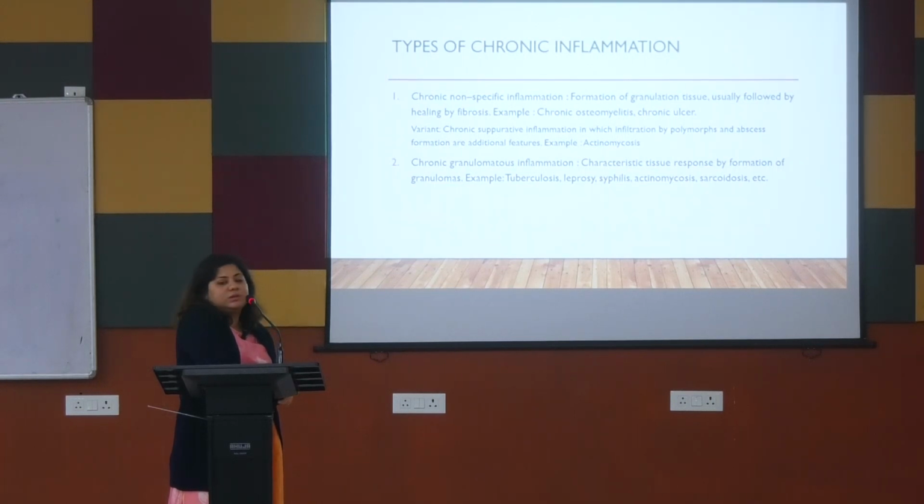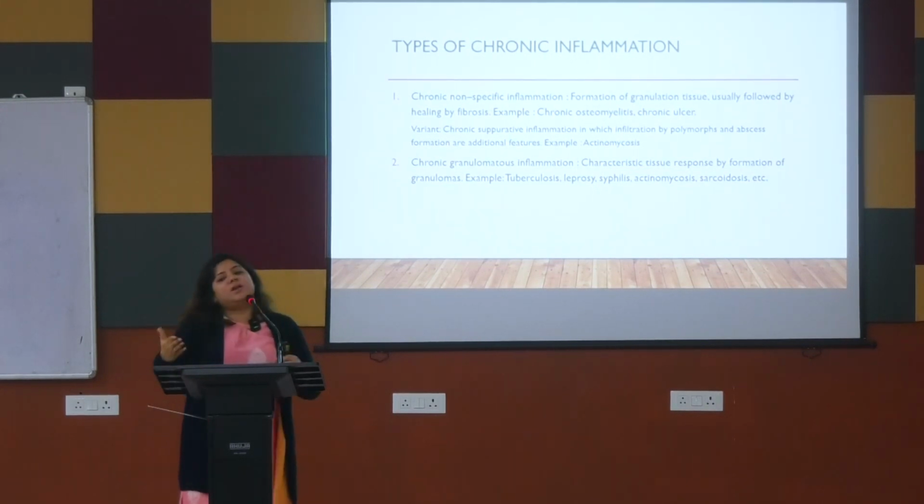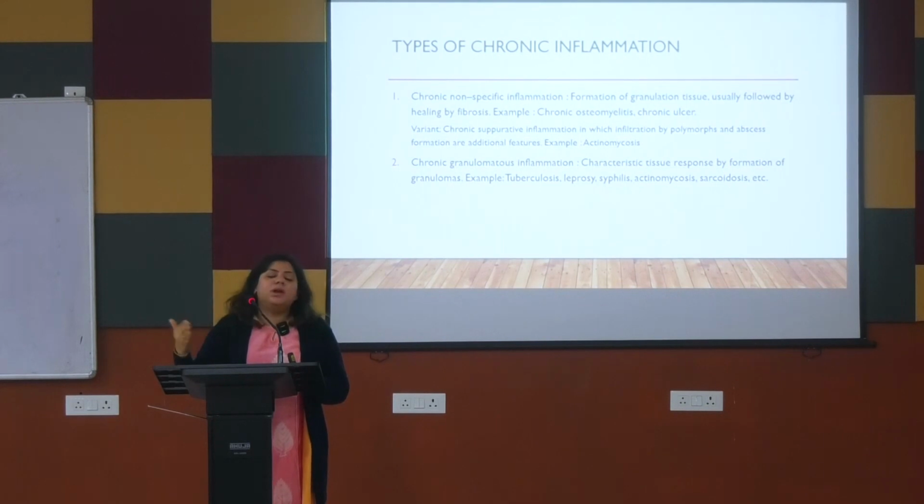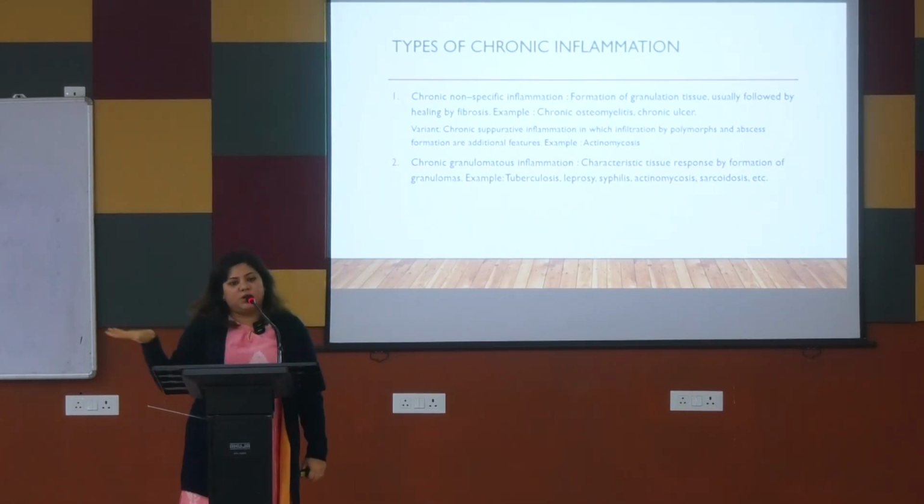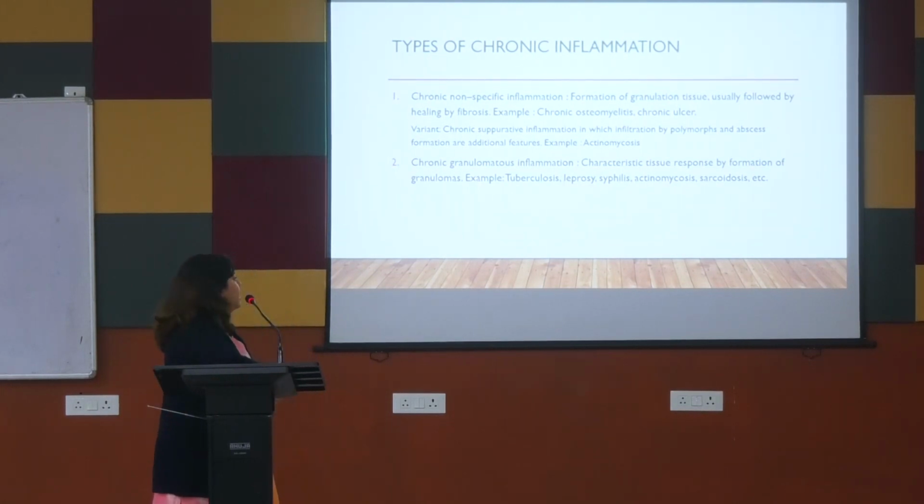Dead neutrophils, right? And necrotic tissue material and dead neutrophils. Chronic suppurative inflammation, in which infiltration by polymorphs and abscess formation are additional features, for example actinomycosis. In fact, if there is any fungal infection, there is usually suppuration, right? Usually there are lots of necrotic areas and neutrophils. Actinomycosis is a fungal infection, right? You will study this in micro.